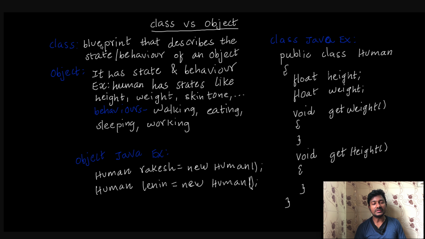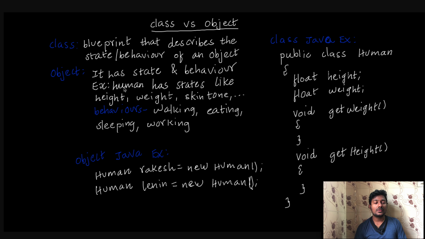Now let's come to the formal definition. Class: a blueprint that describes the state or behavior of an object. So this class describes the state and behavior of an object, and using this class you can create any number of objects. Now let's come to the definition of object. It has state and behavior. This object is the real world entity. When an entity has state and behavior, then it can be considered as an object.